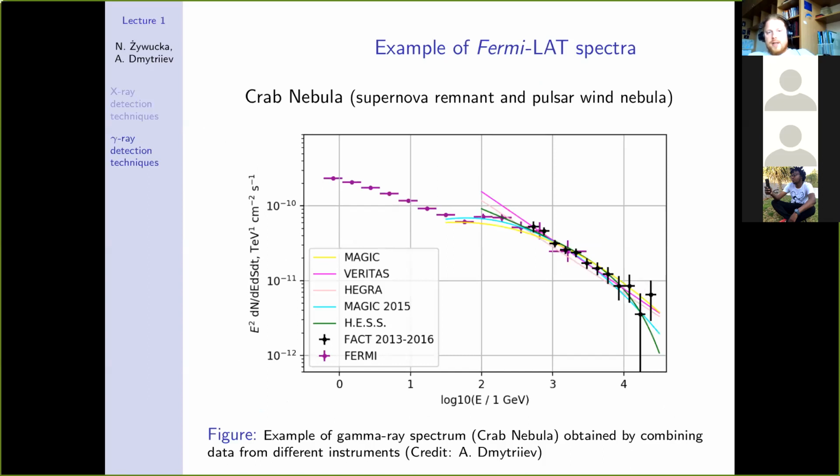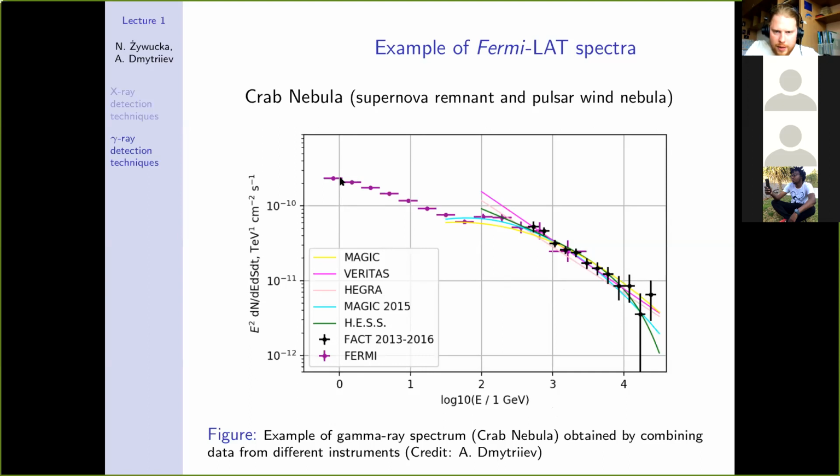I would like to finish this presentation with a couple of examples of how the spectra and light curves actually look for Fermi. This is a result from a master's thesis, actually 4 years ago. This is for the Crab Nebula, a supernova remnant and pulsar wind nebula. This is energy in GeV on a logarithmic scale: 1 GeV, 10 GeV, 100 GeV, 1 TeV.